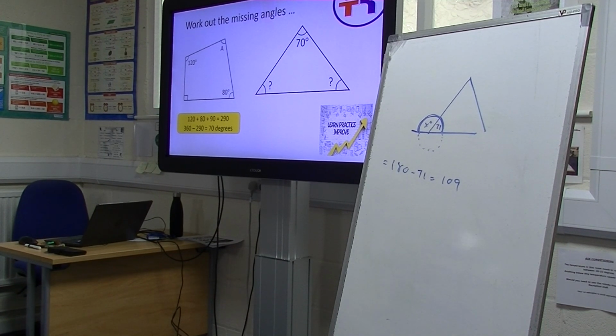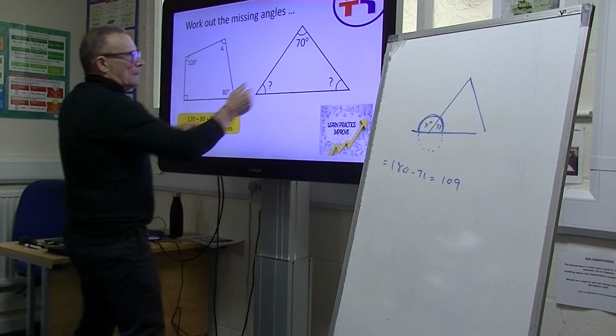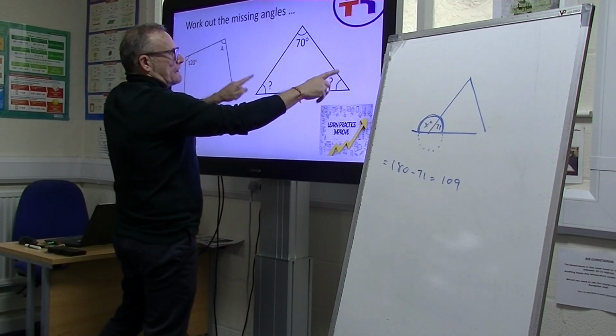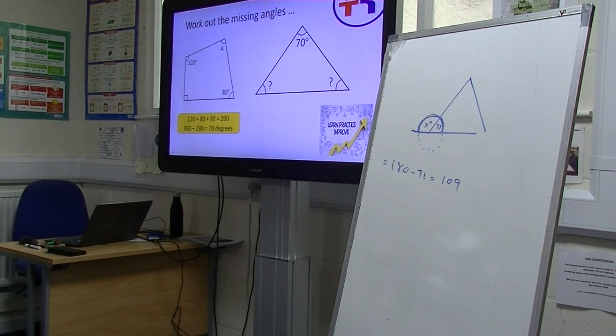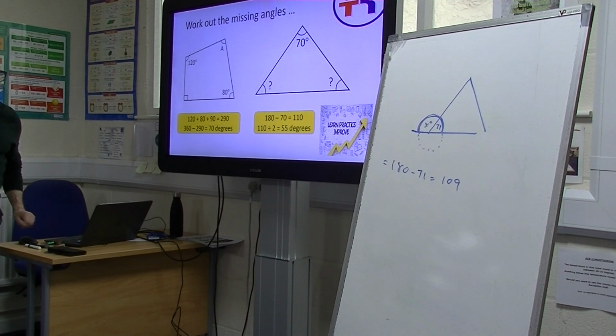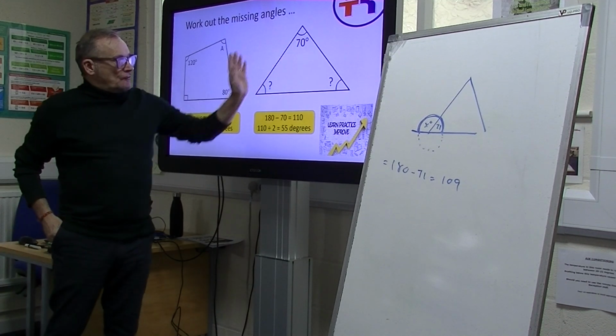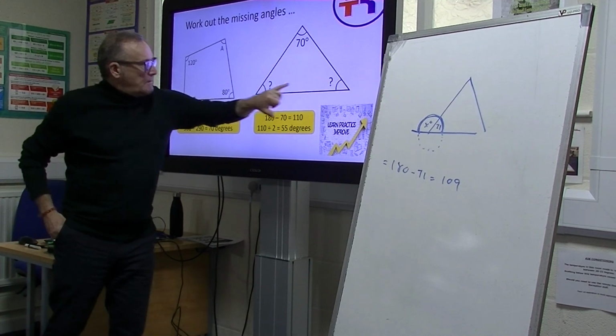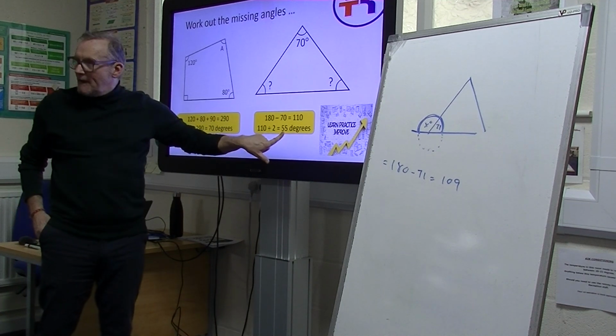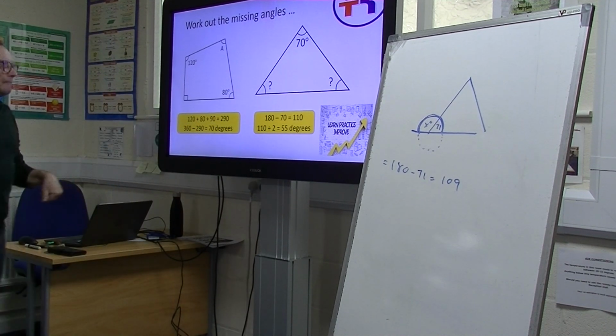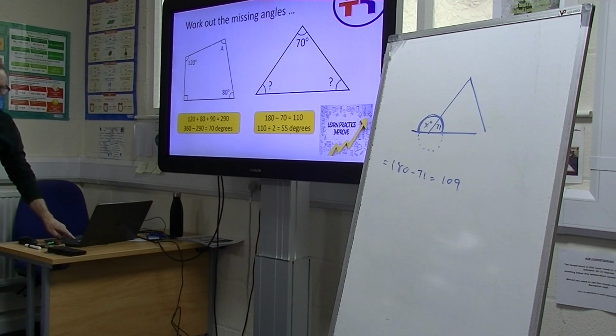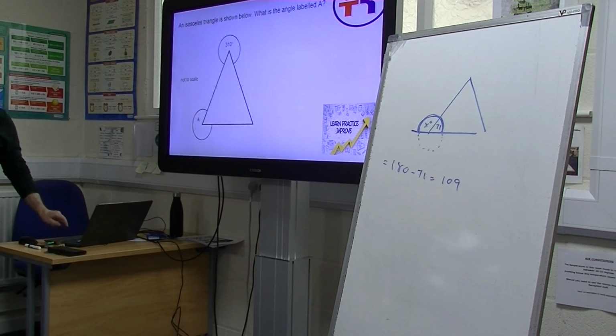That looks to me like both sides are the same, so both angles must be the same. It looks like an isosceles triangle to me. So what are they going to be at the bottom? 55. Yeah, 55. 180 take the 70 is 110. So those two angles split between them 55 degrees each. Alright, let's mix it up a little bit, make it a bit more tricky.